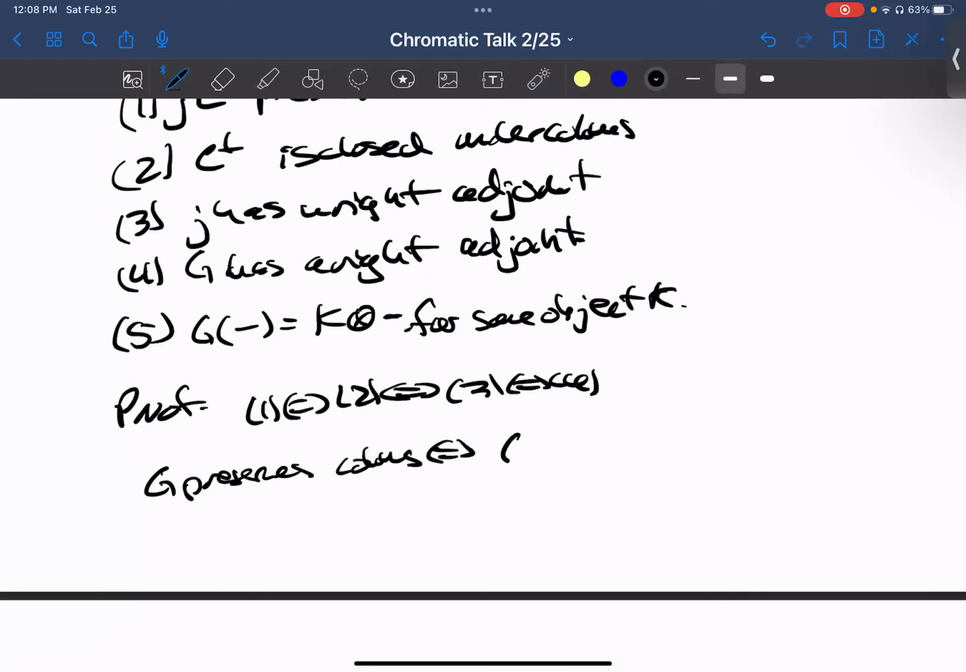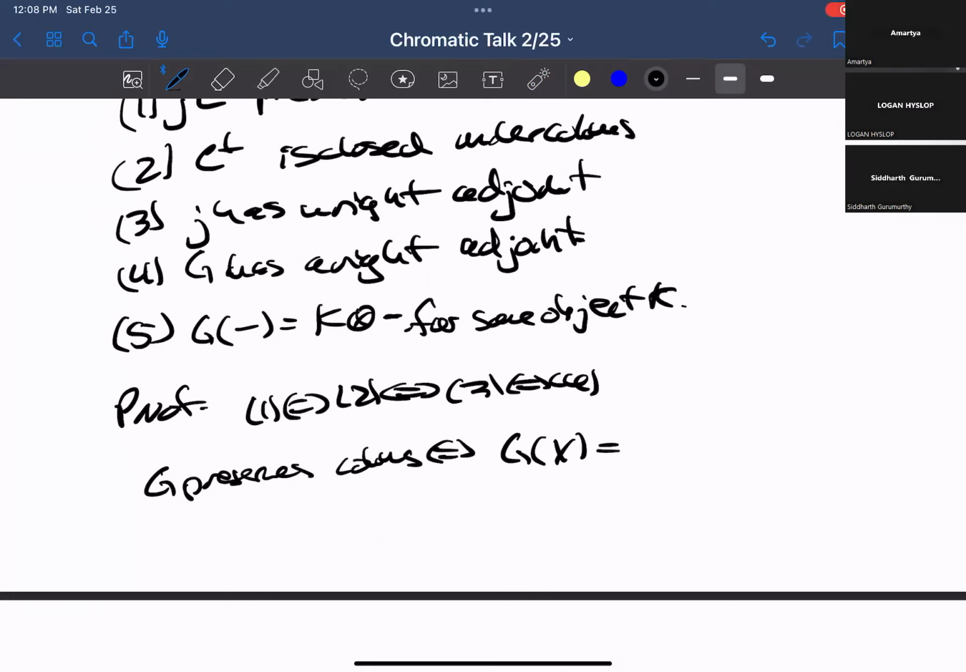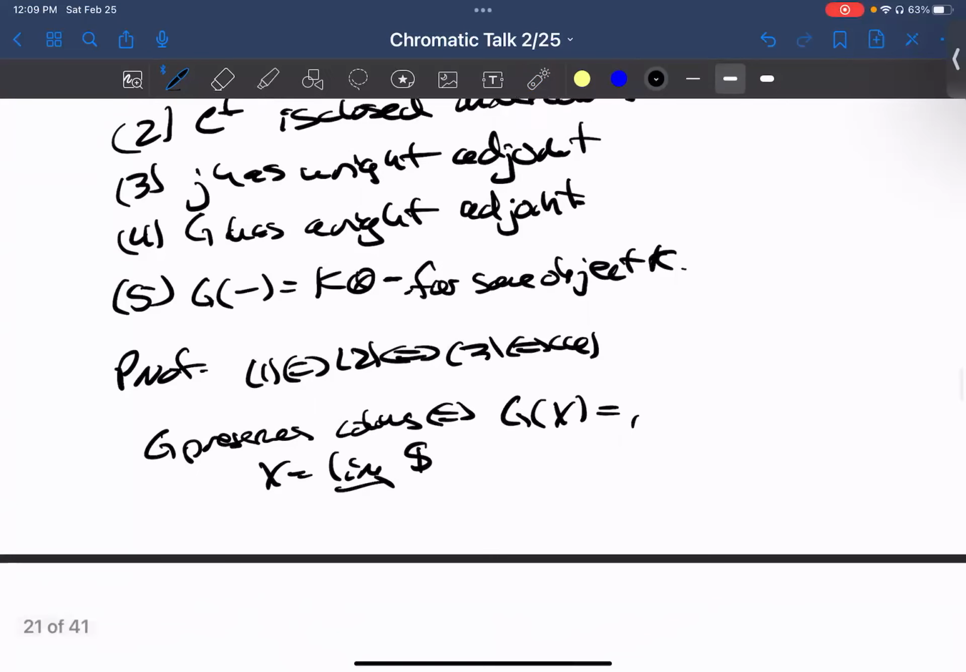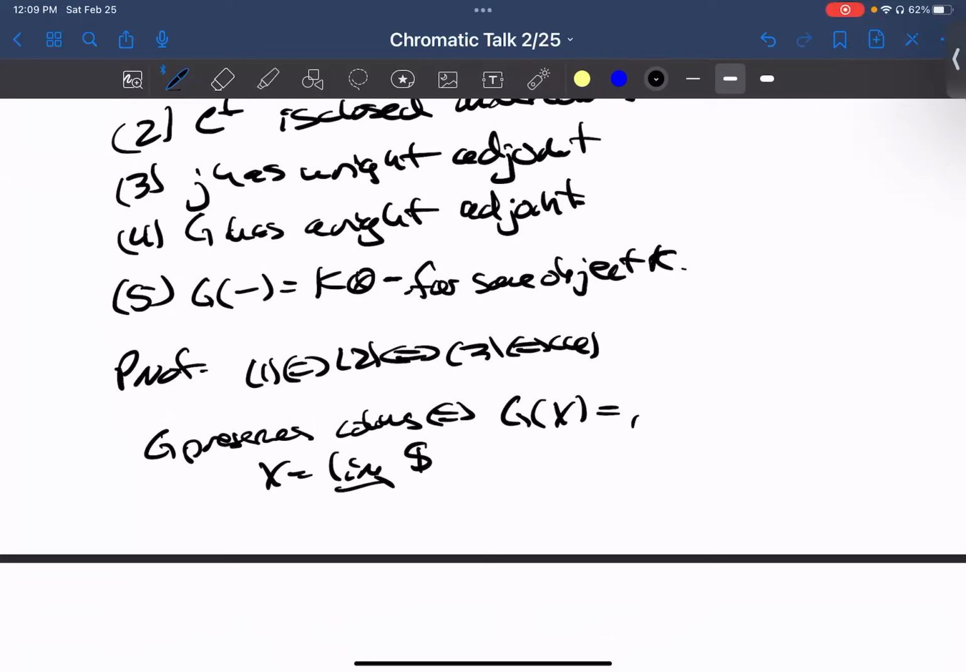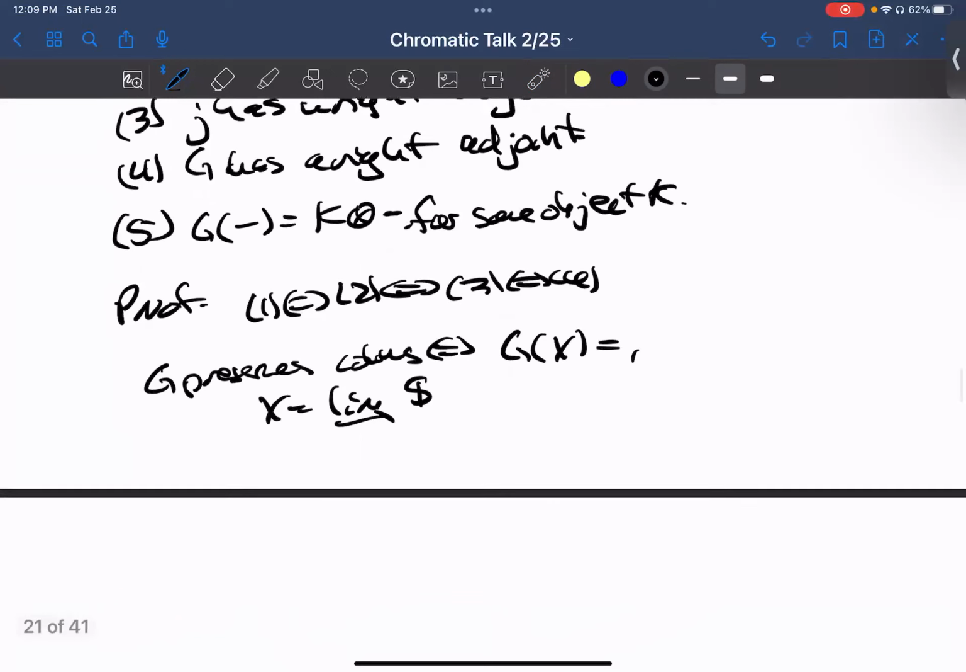if and only if G of X is equal to, well here, X is a colimit of copies of the sphere spectrum, which you can do since the sphere spectrum generates spectra under colimits. Nothing requires the sphere spectrum here: as long as you're generated under colimits by your unit, then this all holds true. In fact, I think even if you're compactly generated, this holds true.